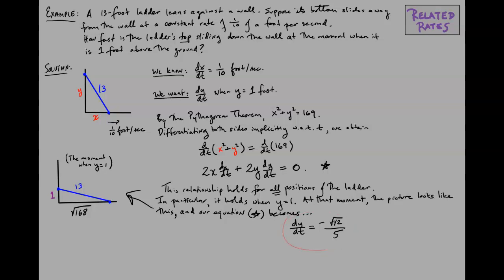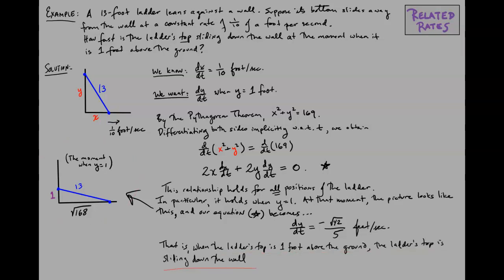This is in fact telling us that at this moment, y is decreasing this many feet per second. So I should include those units here, that many feet per second. That is, to sum everything up in a sentence, when the ladder's top is 1 foot above the ground, at this particular moment, the ladder's top is sliding down the wall at a rate of root 42 over 5 feet per second. If you run that through a calculator, you'll find it's about 1.3 feet per second. And that is that.